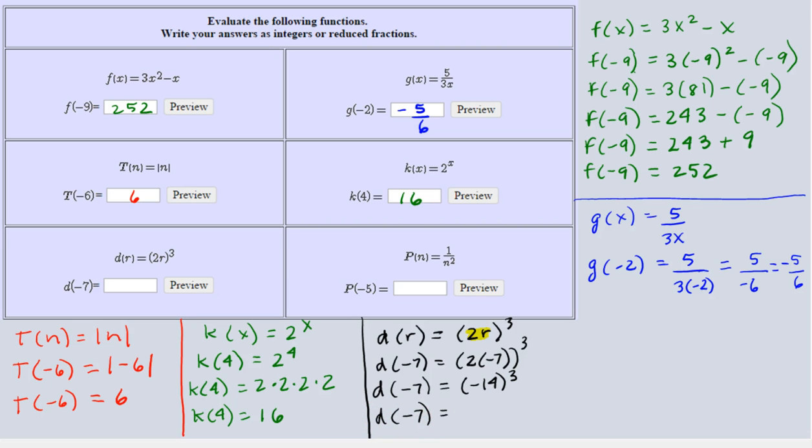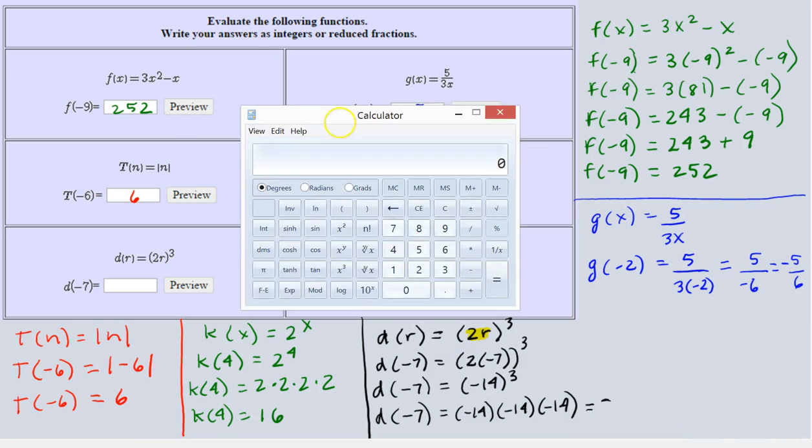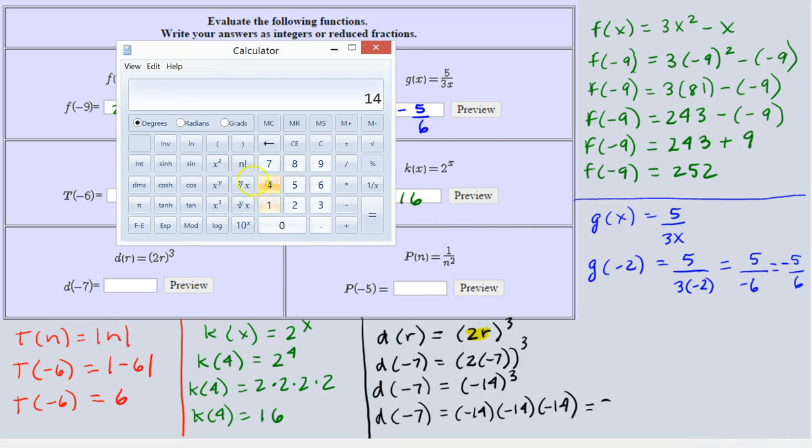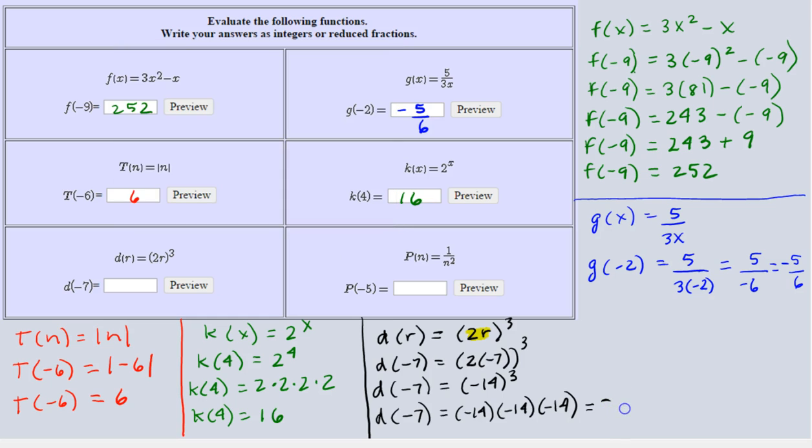Okay. And I'm going to do this on the calculator. This means negative 14 times itself 3 times, or 3 factors of negative 14. So since it's 3 negatives, I know the answer is going to be negative. So a negative times a negative is positive, times another negative is negative. And I'm just going to find what 14 to the third power is. So 14 to the third is 2,744. So we have negative 2,744 as our result.